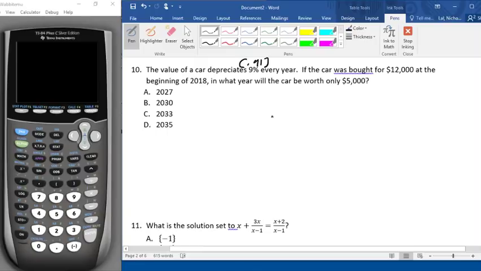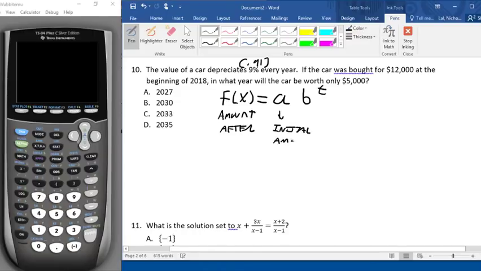So any exponential decay problem is going to be f of x equals a times b to the t, where f of x is your amount after time, a is your initial amount, b is your decay factor, and t is time, usually in years.